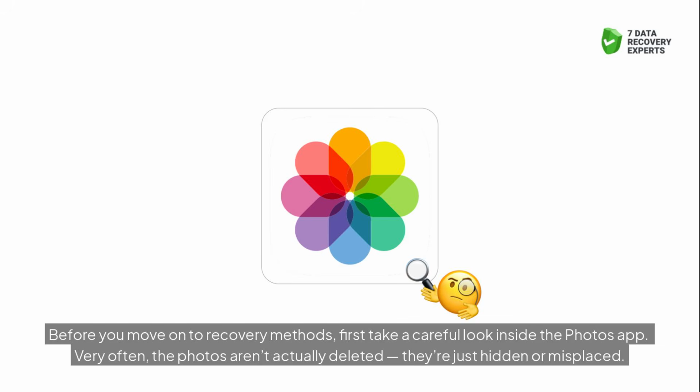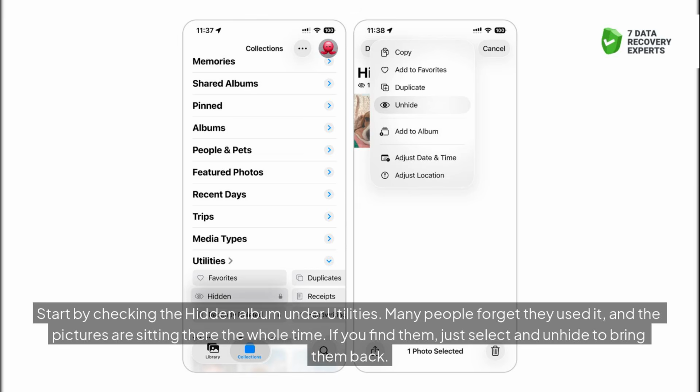Before you move on to recovery methods, first take a careful look inside the Photos app. Very often, the photos aren't actually deleted, they're just hidden or misplaced. Start by checking the hidden album under Utilities. Many people forget they used it, and the pictures are sitting there the whole time. If you find them, just select and unhide to bring them back.